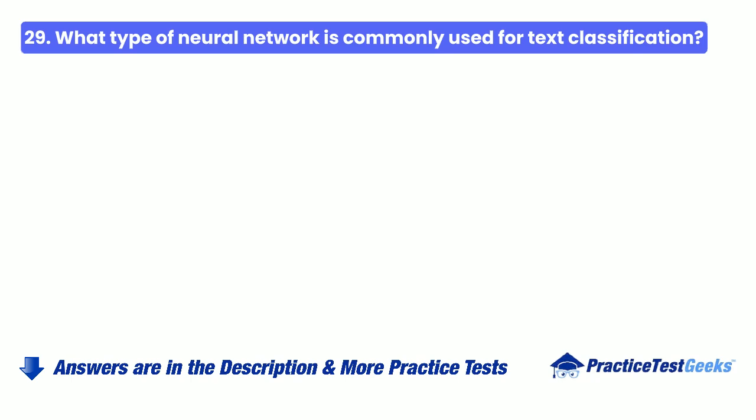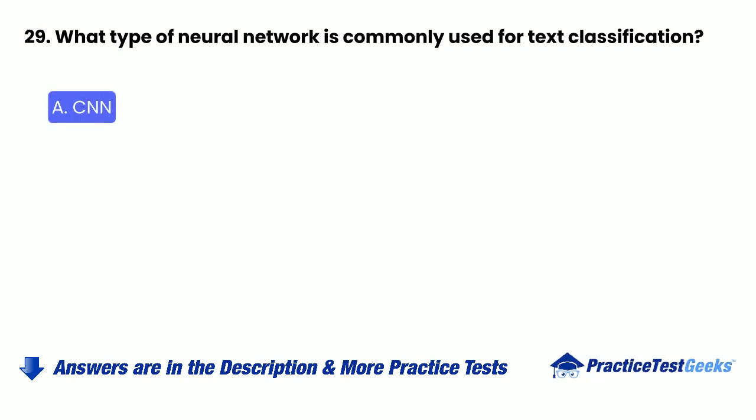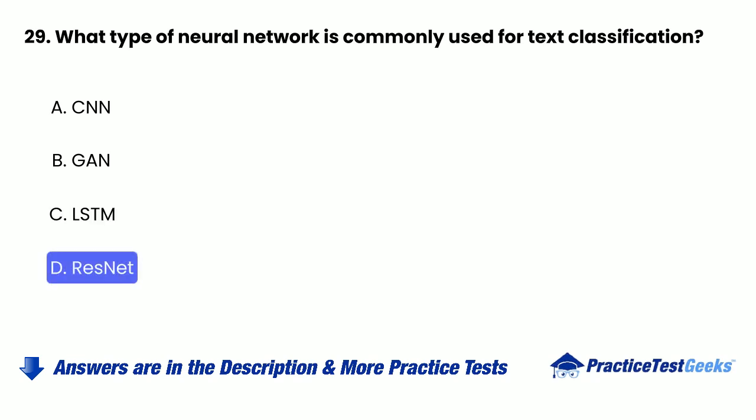29. What type of neural network is commonly used for text classification? A. CNN. B. GAN. C. LSTM. D. ResNet.